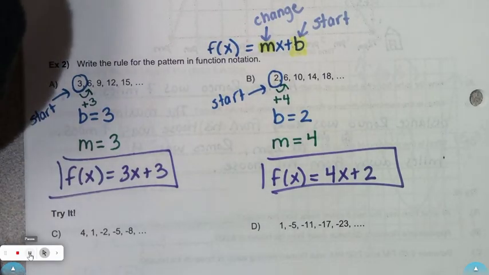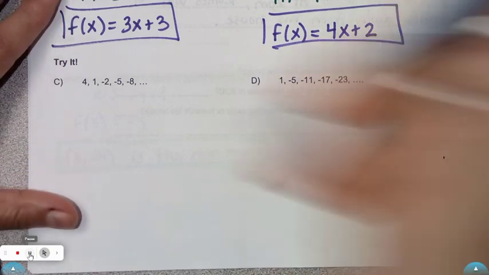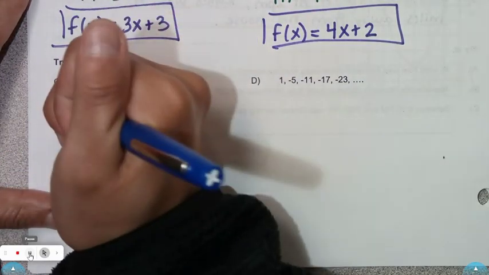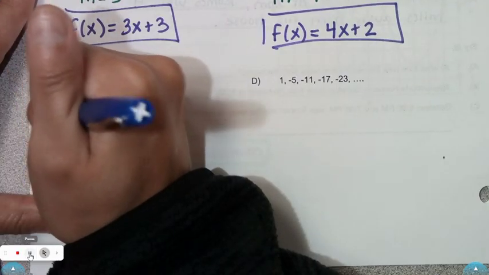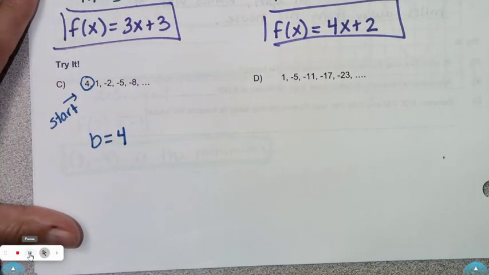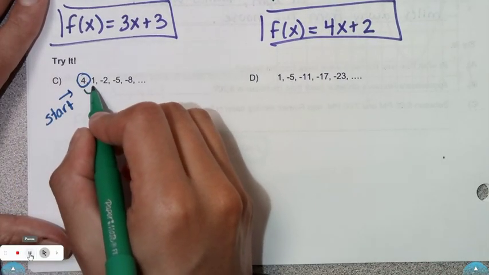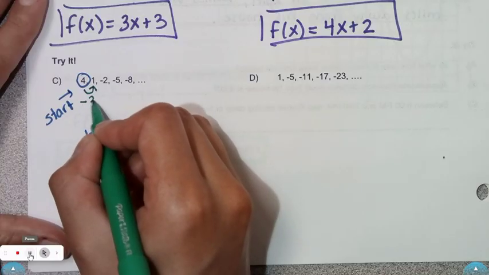Okay, let's try C and D. All right, this 4 is my start. So b is 4. And then I am decreasing. And I'm decreasing by 3.